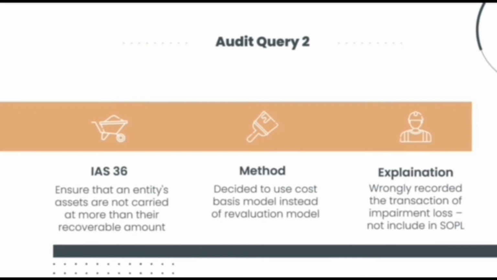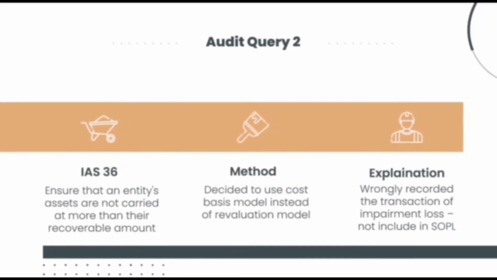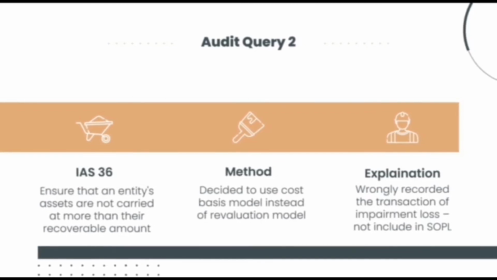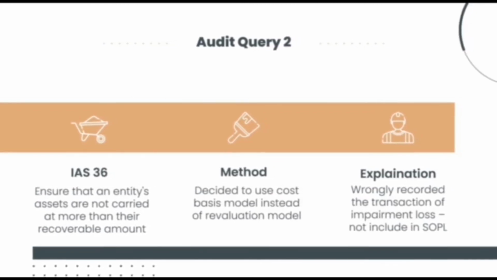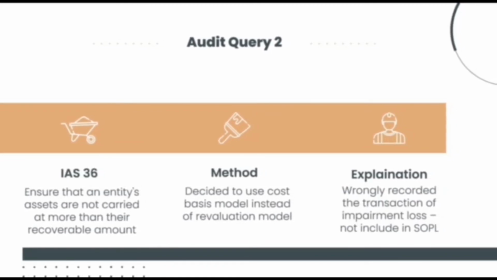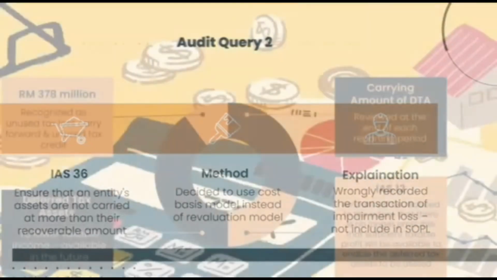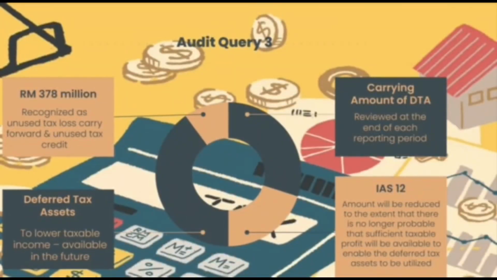For the second audit query, as for the impairment of property, plant and equipment, our company decided to use the cost basis model. However, we discovered that we have wrongly recorded the transaction for the impairment as we did not record the impairment loss in the statement of profit or loss. So we're moving on to the third audit query.